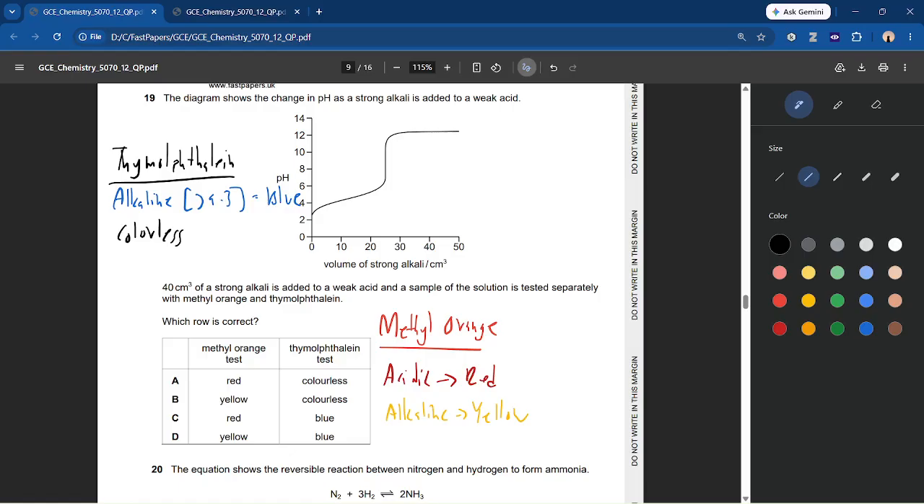So 40 cm³ of strong alkali is added to a weak acid, and a sample of the solution is tested separately with methyl orange and thymolphthalein. So over here, we're looking at 40 cm³ of a strong alkali, so the pH is going to be around 13-ish. If it's around 13-ish, our thymolphthalein will be blue and methyl orange will be yellow. So we're seeing blue and yellow, and thus the answer for 19 will be D.